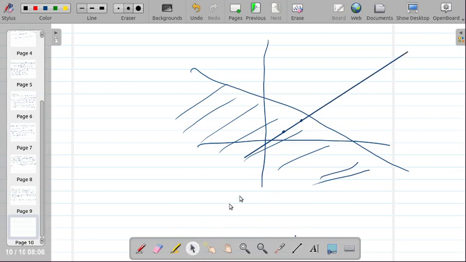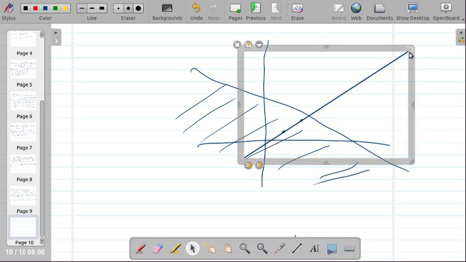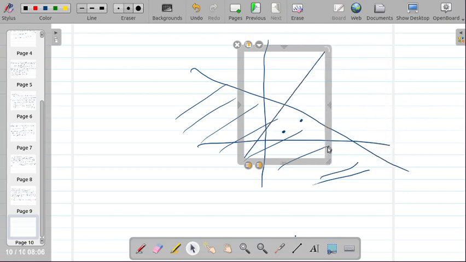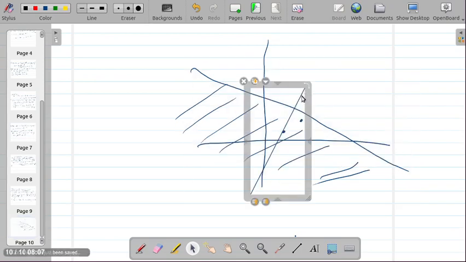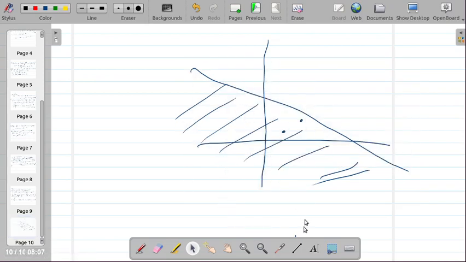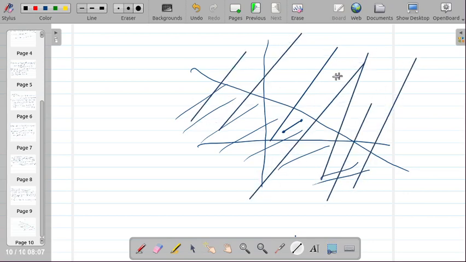If we take the line segment, it actually lies inside this. The line segment joining these 2 points lies inside, but the line joining these 2 points does not lie inside. Similarly for other points also, the line joining the points will lie outside.